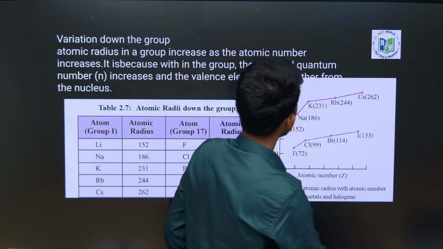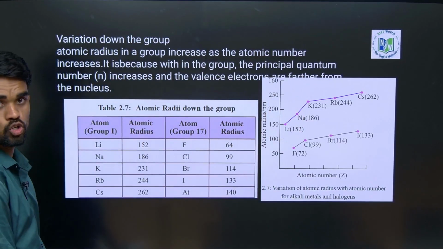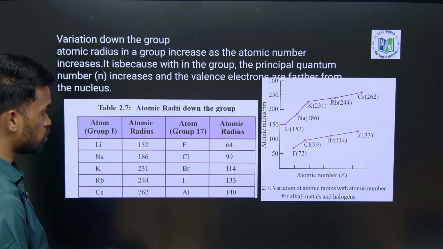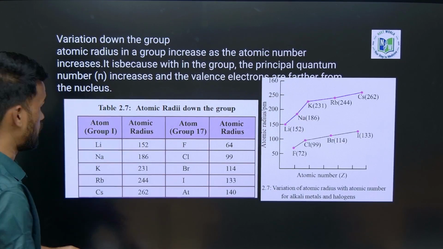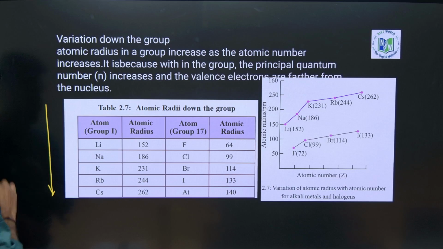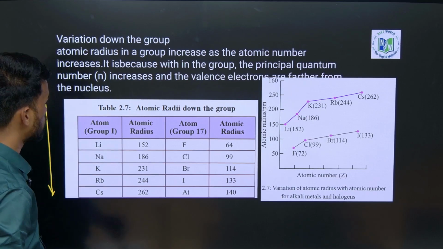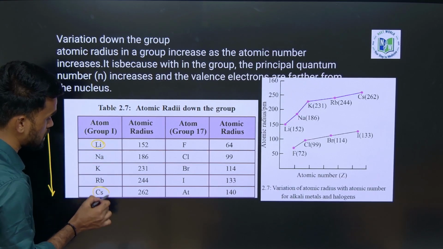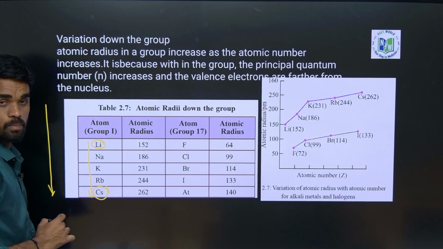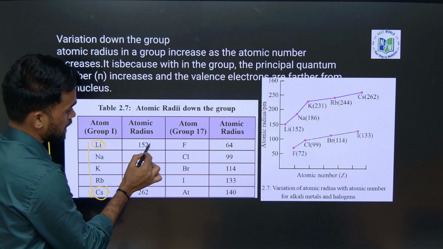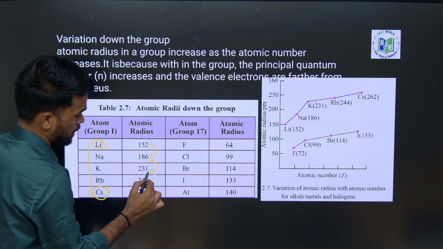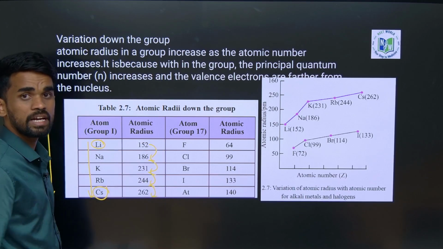Okay. So now we will discuss about group. So in a particular group, it means down the group, like if you go from top to bottom in a periodic table. Okay, from lithium to cesium, these elements belong to the first group. So now see here, size is increasing, radius if you compare, radius is increasing. So why is it so?